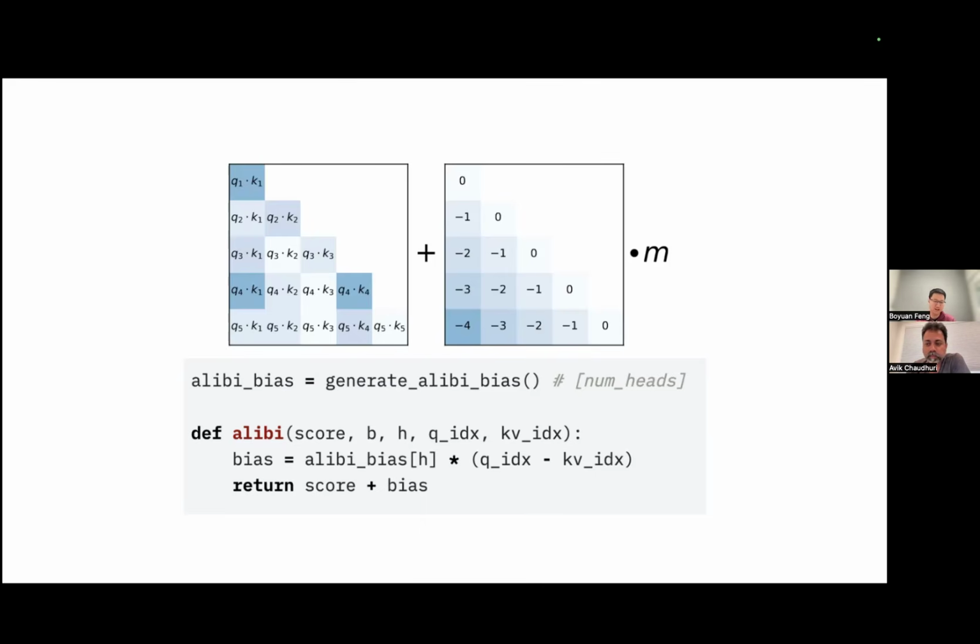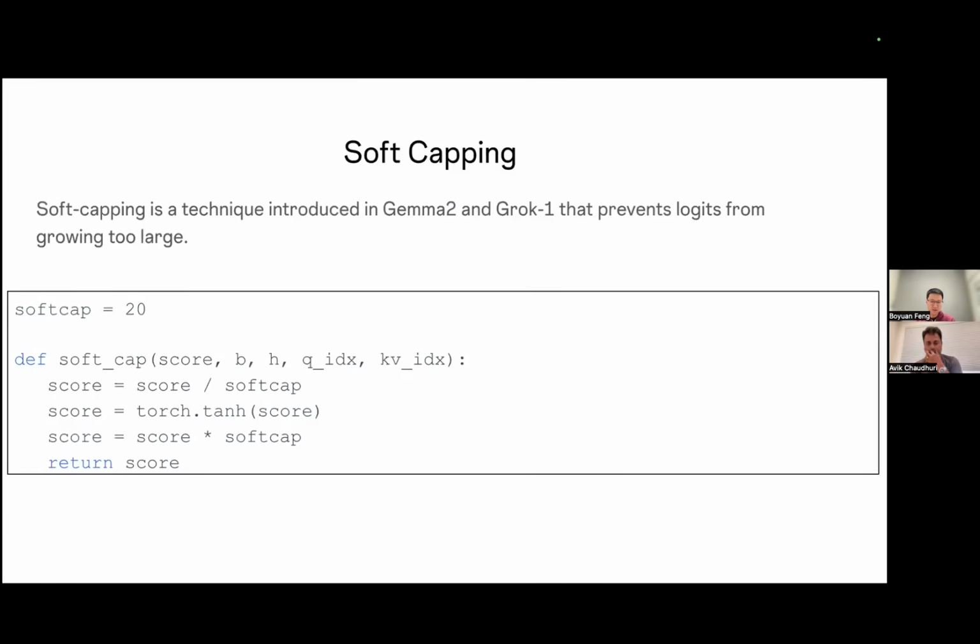Yeah, because in many cases, the attention variant is just an element-wise modification. So with FlexAttention, we just modify it in the register. We don't need to materialize the huge tensor of the modification. That's why it is faster. Okay, cool. Another example is soft capping, which is a technique introduced in Gemma 2 and Grok-1 that prevents logits from growing too large, right? We can also implement it in, let's say, four lines of code.